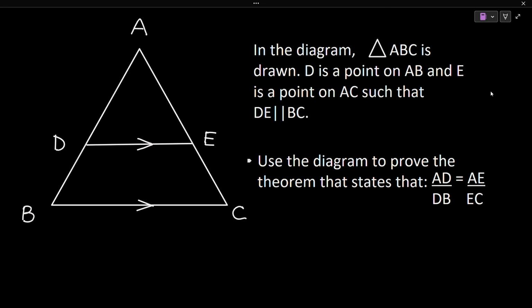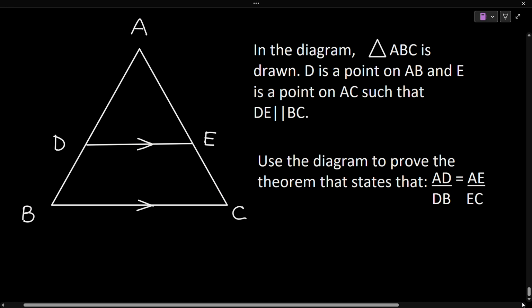It says in the diagram, triangle ABC is drawn. D is a point on AB and E is a point on AC such that DE is parallel to BC. Use the diagram to prove the theorem that states that AD over DB is equal to AE over EC.